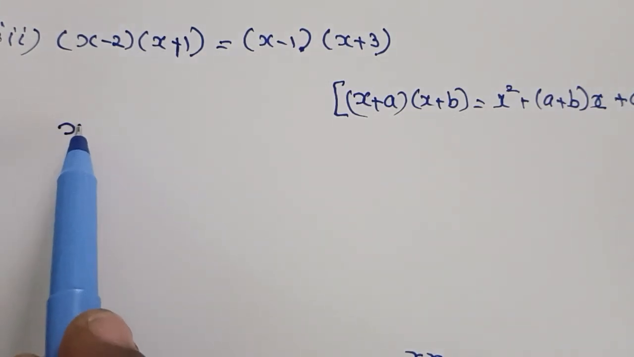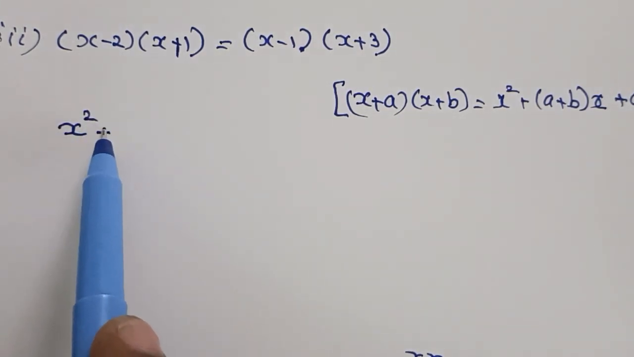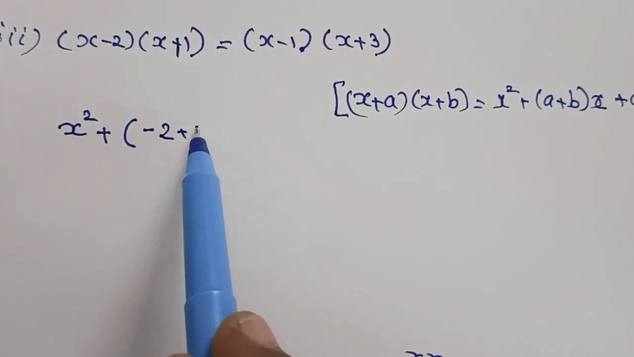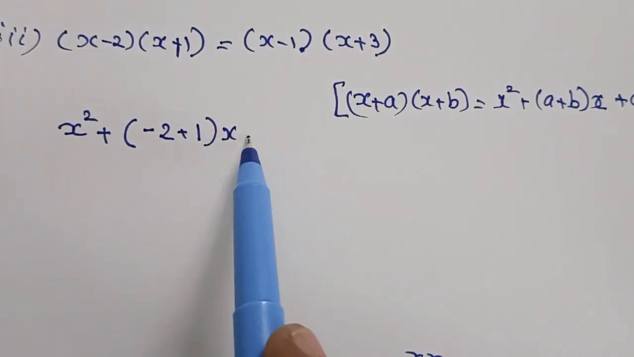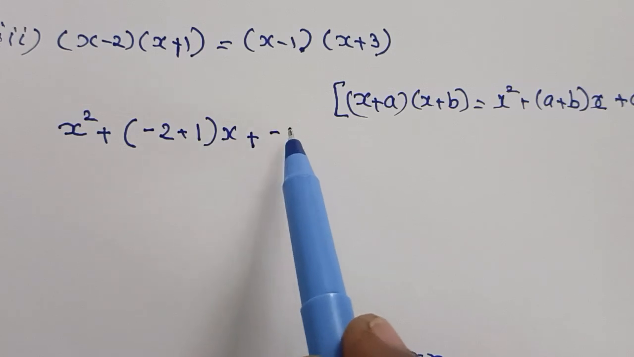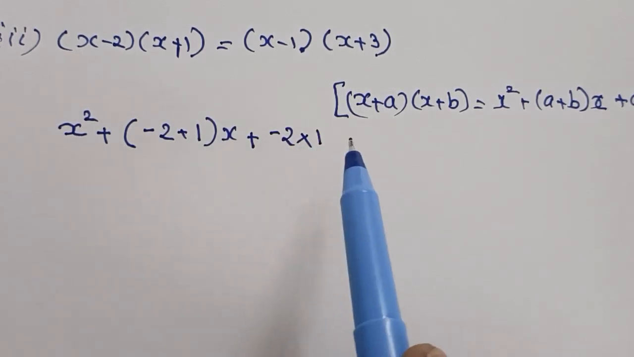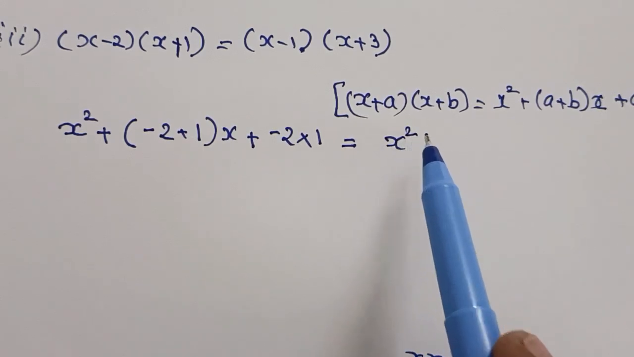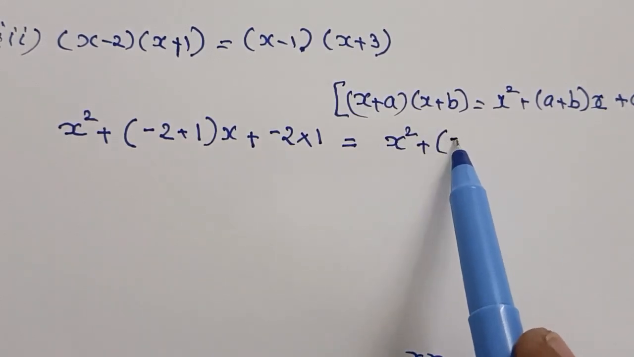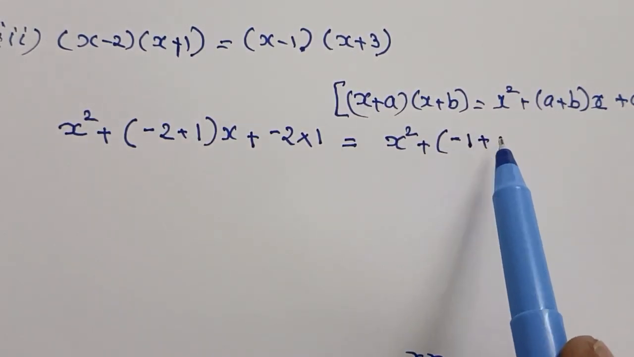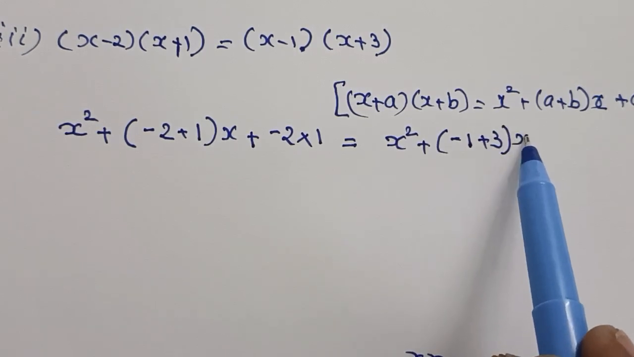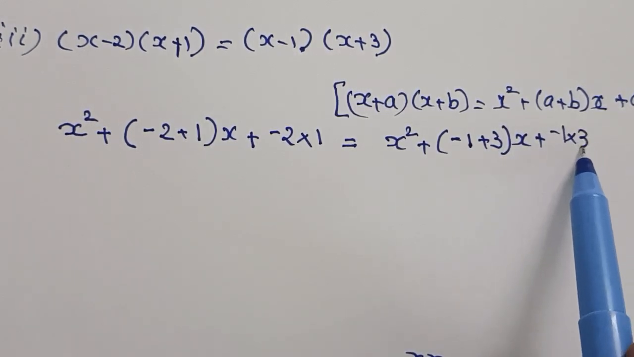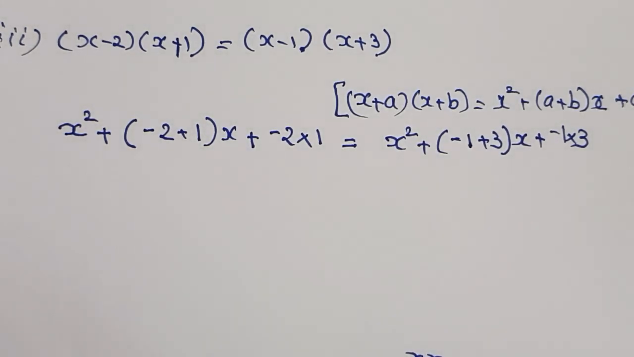First x², it is the same here, plus (a + b). a is −2 plus b is 1, into x, plus ab. ab is −2 into 1. That is equal to, in RHS also, x² plus a is −1 and b is plus 3, into x, plus a into b. a into b is −1 into 3. Okay, −1 into 3.